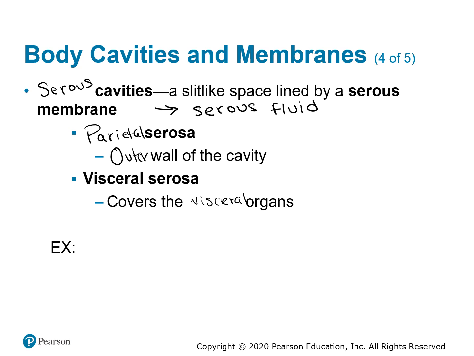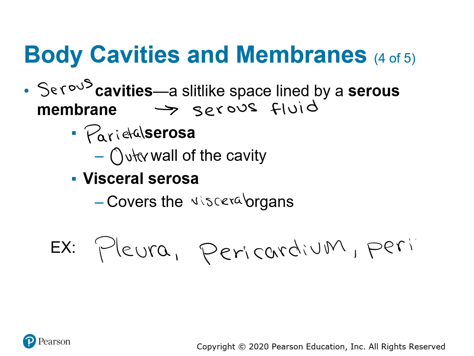Some examples that you may have heard are the pleura, the pericardium, and the peritoneum. What do you think the pericardium surrounds? The heart. So you will have a parietal pericardium, which will cover the outside of the heart. You'll have a visceral pericardium, which will line the inside. Okay? Same thing for the pleura, which covers the lungs, and the peritoneum, which covers the abdominal organs. Okay?